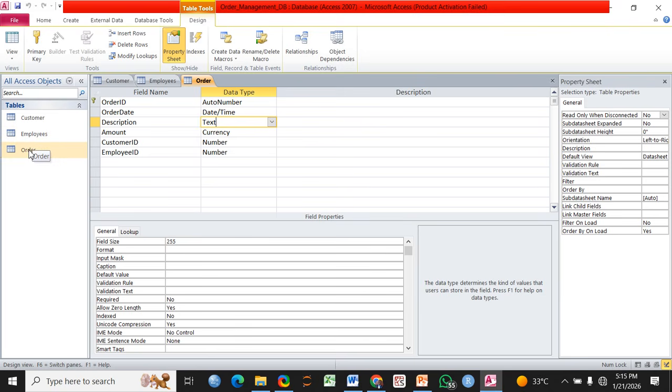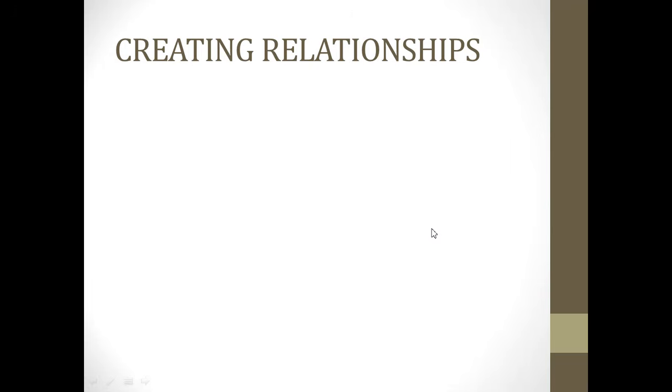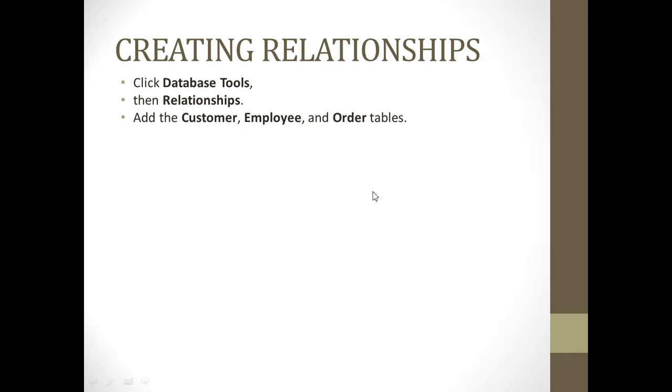So the next thing we're going to be talking about is how to establish relationship between these three tables. So creating relationship, how do we go about it? You click on database tools, then relationships. When you have selected relationships, a small table will show listing the names of all the tables you have in the database. So it will list the customer table, employee table, and the order table. I will have to add all of them.